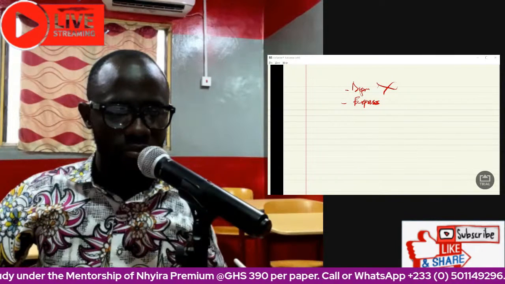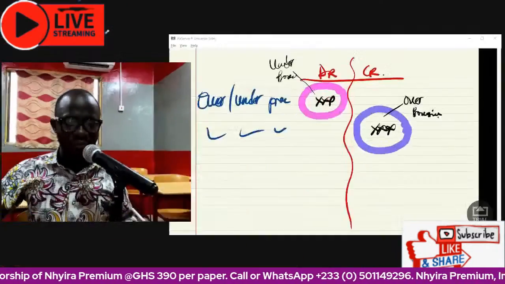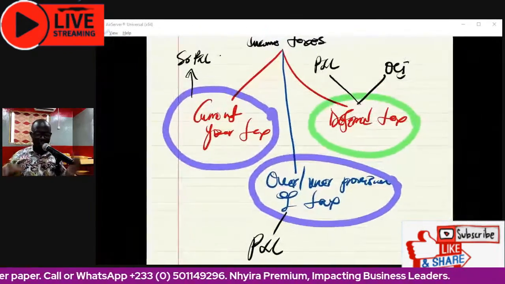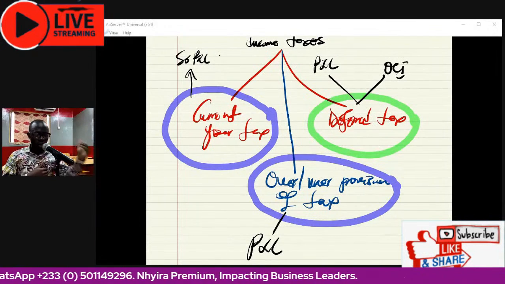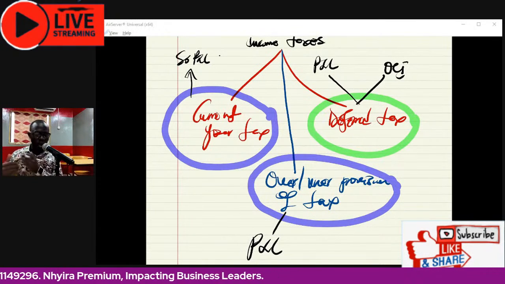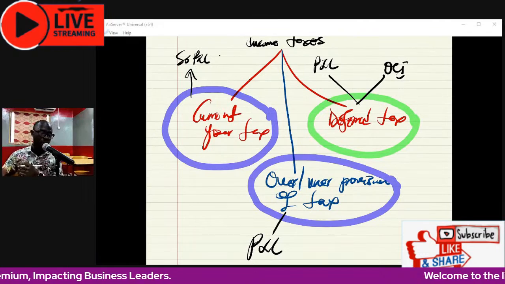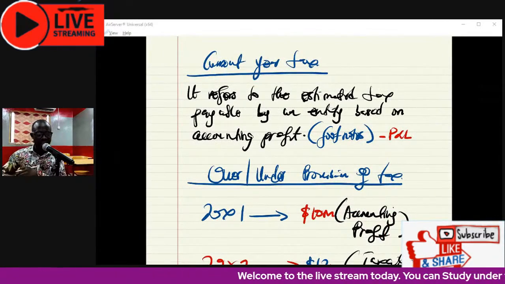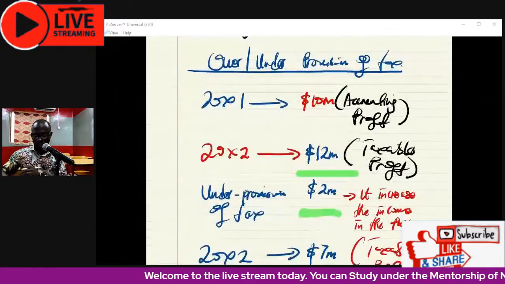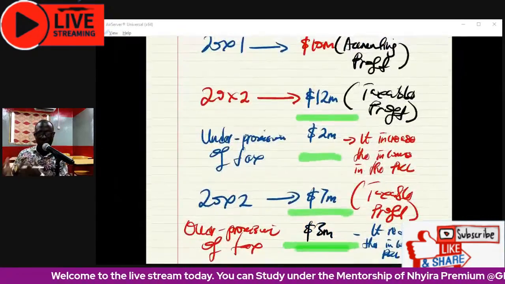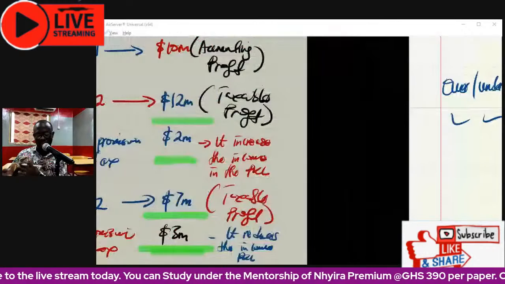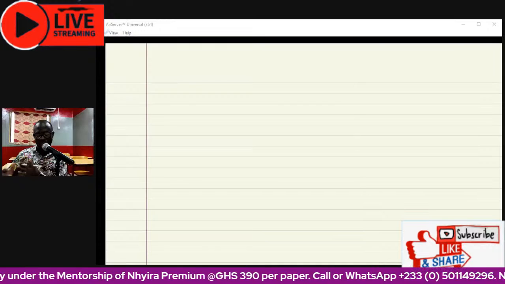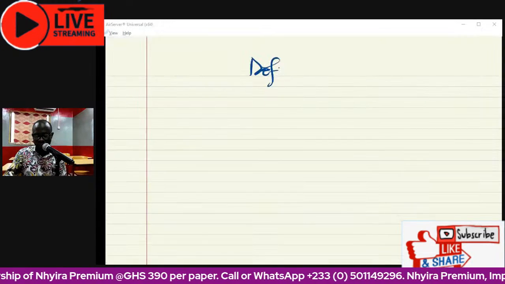Okay, so let's go. We have looked at the various things that we need to understand. Like I said, there are 3 things you must look out for: current tax, over or under provision of tax, and most importantly, deferred tax. We've discussed the current year tax, no problem about that. The over and under provision of tax, we've looked at the various adjustments that we need to do. But the third category is going to be deferred tax.